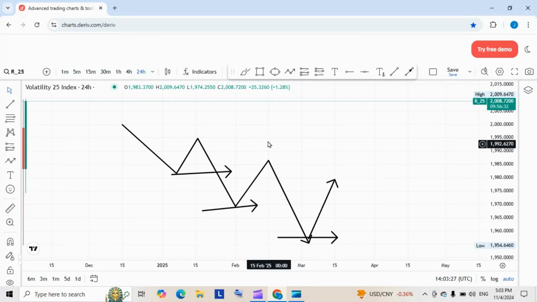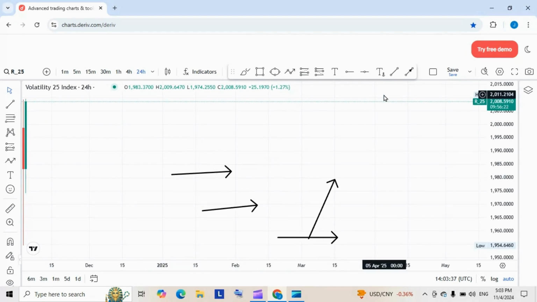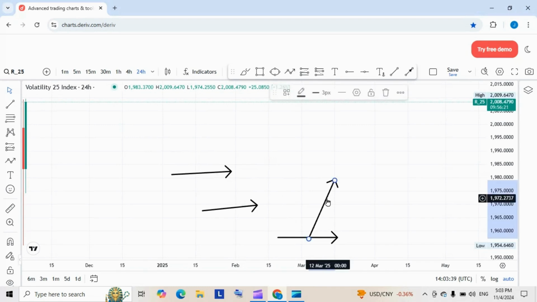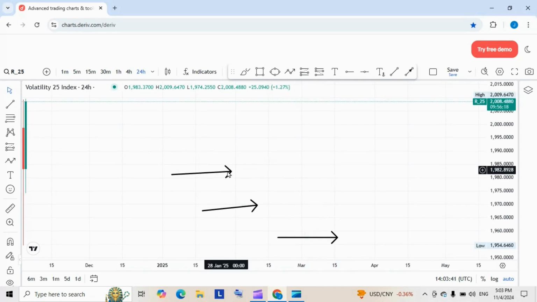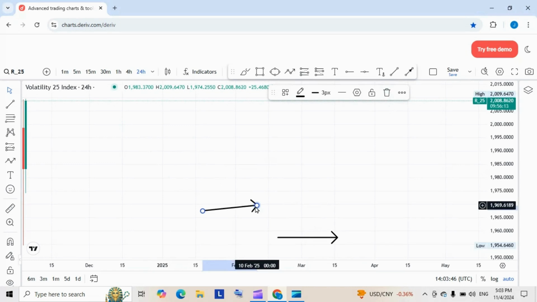This is just brief. You can watch my previous video where I took my time to explain this change, this break of structure. Okay. So let's now come to the change of character. But before we go, we have three types of market structure. I've explained about the bullish, the bearish, and we have the ranging structure or the sideways structure.